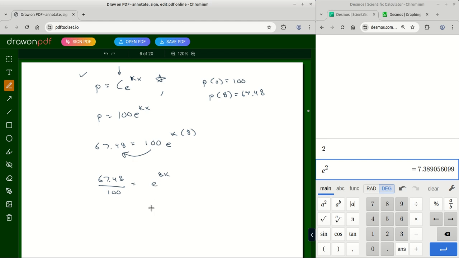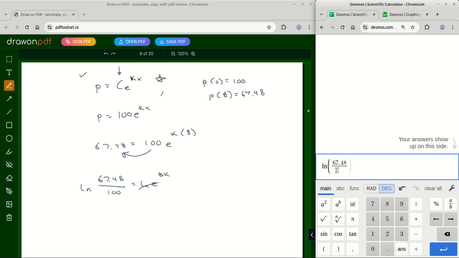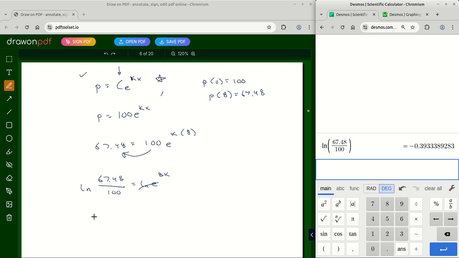How do I get rid of the e? With an ln, once again. I should probably go find that thing. Here, I got a calculator right here. Let's do it. Zero. Nope, it's not a 0. It's a 3.39333. Oh my gosh. Is equal to 8k. Divide by the 8 on both sides.